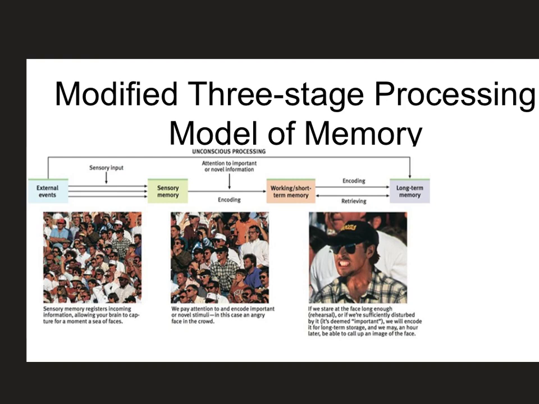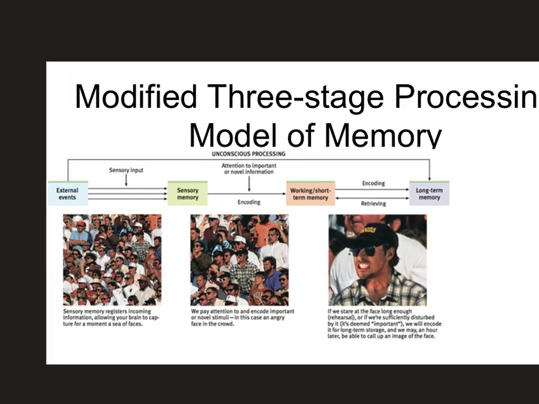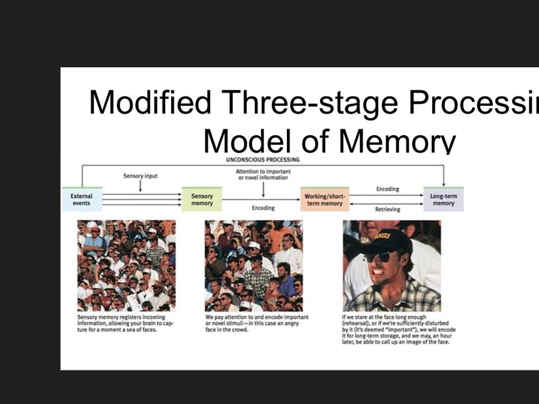Now, if we take a look at this chart right here, and I'm sorry, I don't know if you can see that properly here. There we go. Okay, so if we take a look at this chart right here, the modified 3-stage processing model of memory, we have this sensory memory that you see right here, and that is all these external events. So anything that your brain can capture or process from any certain moment of time. In this case, if you're at a game, you might see a bunch of faces. So it goes into your sensory memory.